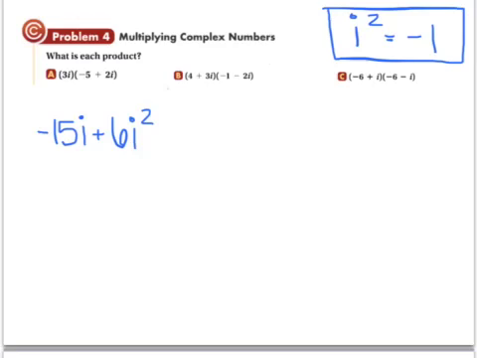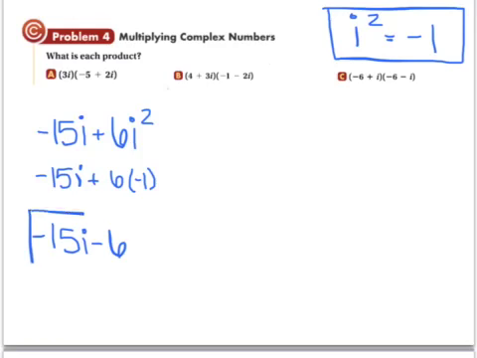Exactly. Good. So anytime you have i squared, you can just fill in i squared as negative 1. So now we have negative 15i. Yes, minus 6.